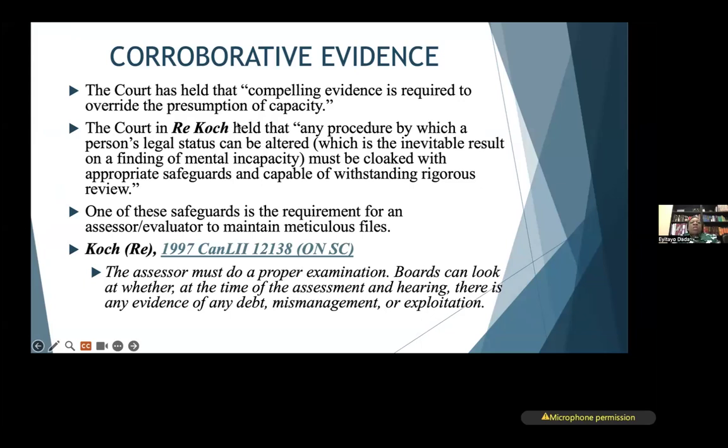I'm going to take the few minutes I have left to talk about substantive issues. So, number one, it's very important for us to note that in property matters, corroboration is essential, just like in any other CCB matter. And Re Couch held that any procedure by which a person's legal status can be altered, which is the inevitable result of a finding of mental incapacity, must be cloaked with appropriate safeguards and capable of withstanding vigorous review. And one of those safeguards is that there must be meticulous records. There have to be records to show what the doctor is relying on.